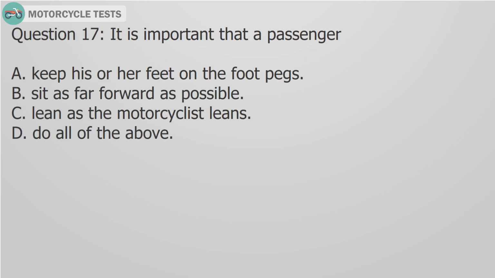Question 17. It is important that a passenger A. Keep his or her feet on the foot pegs. B. Sit as far forward as possible. C. Lean as the motorcyclist leans. D. Do all of the above.